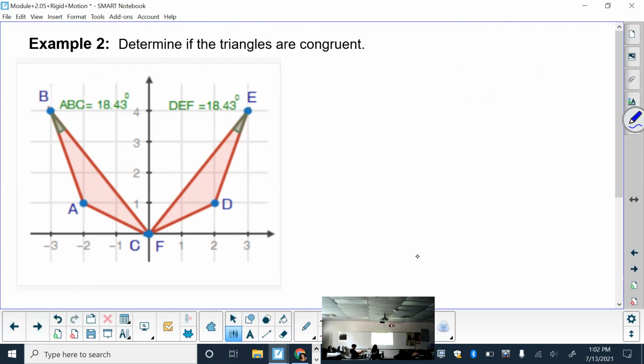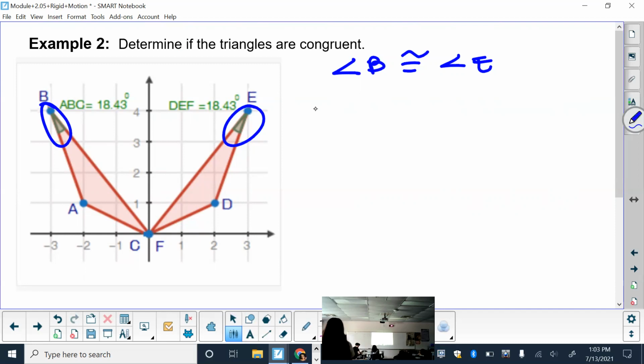All right, so determine if these two triangles are congruent. And this time we have at least one thing that's labeled, and that's these two angles right here. So angle B corresponds to angle E because they're congruent to each other. They equal the same thing. Because we have that little bit of information, that angle B is congruent to angle E, instead of finding all of the side lengths to prove it by side, we can prove it by side angle side.